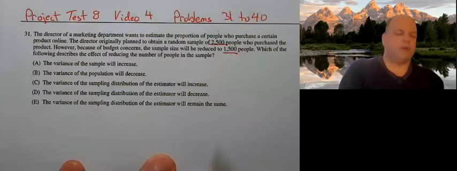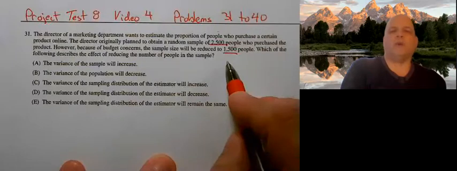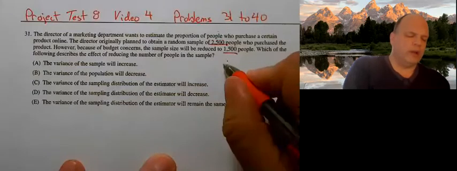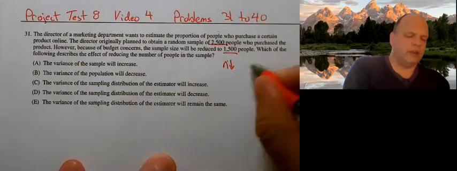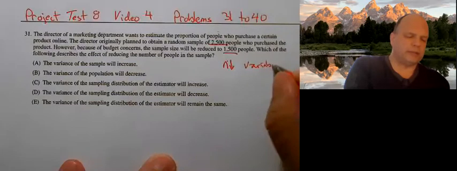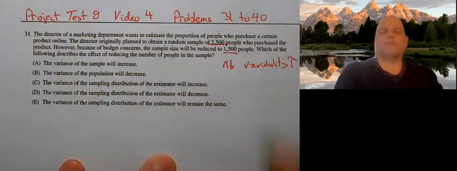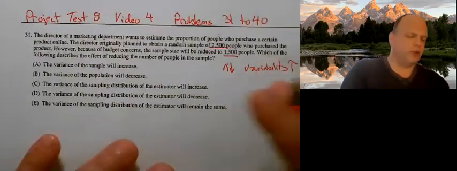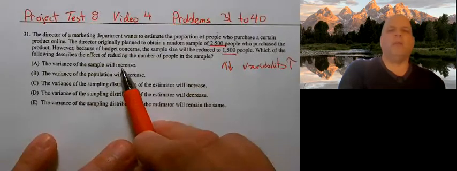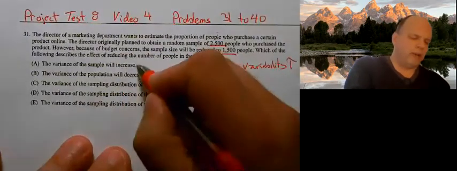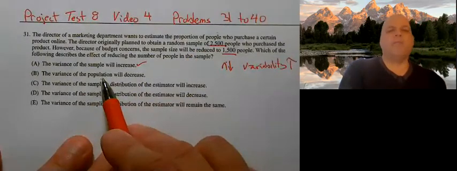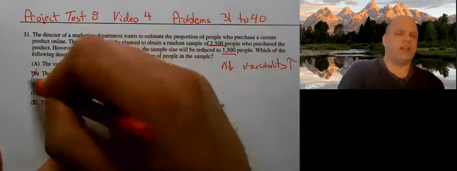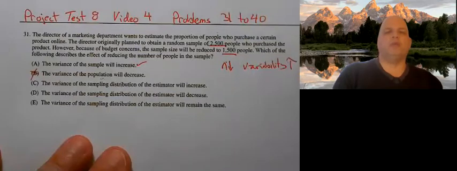So we're reducing the sample from 2,500 to 1,500. What's going to happen? Well, as the sample decreases, variability goes up, right? As n goes down, variability goes up, and the opposite is also true. So the variance of the sample will increase. Definitely looking for increase. The variance of the population. By the way, the population will never change. It doesn't have an impact, right? We can't change that. The variance of the sampling distribution will increase.